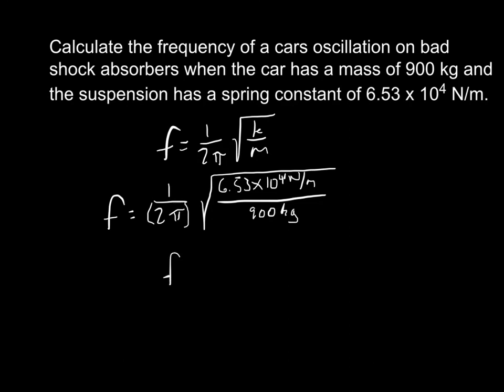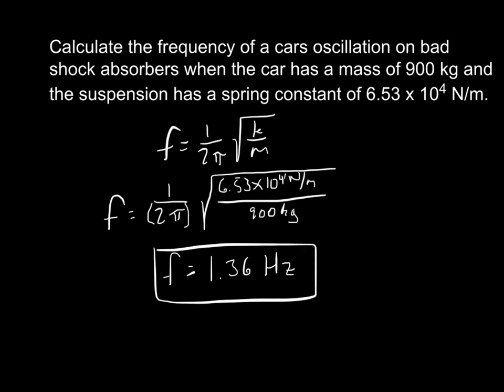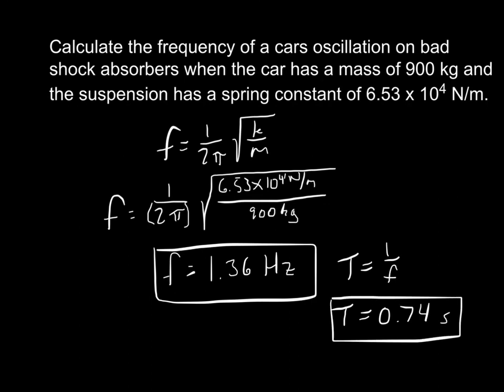So if we plug all that into our calculator correctly, we should get 1.36 hertz for our frequency. If we wanted to find the period of motion, remember that period is 1 over frequency, so we could pretty easily do 1 divided by our answer there, 1.36, and find a period of motion of 0.74 seconds. And even though it didn't ask for it, it's very quick to solve for period there.